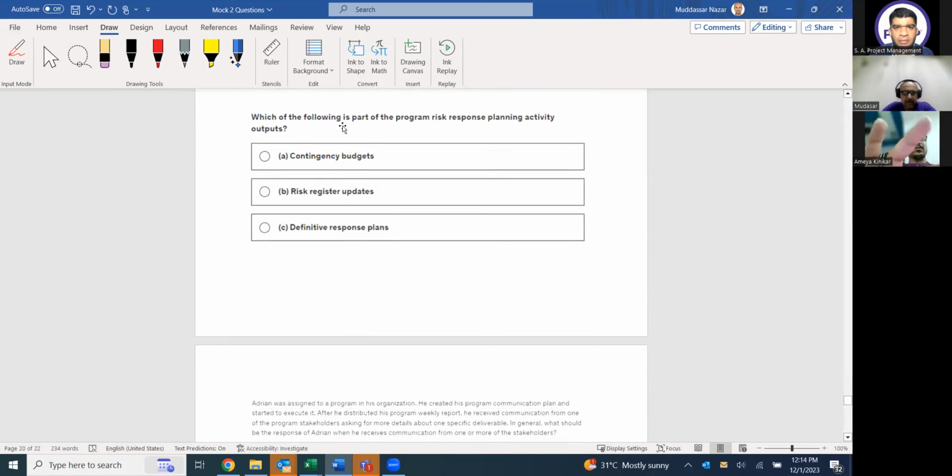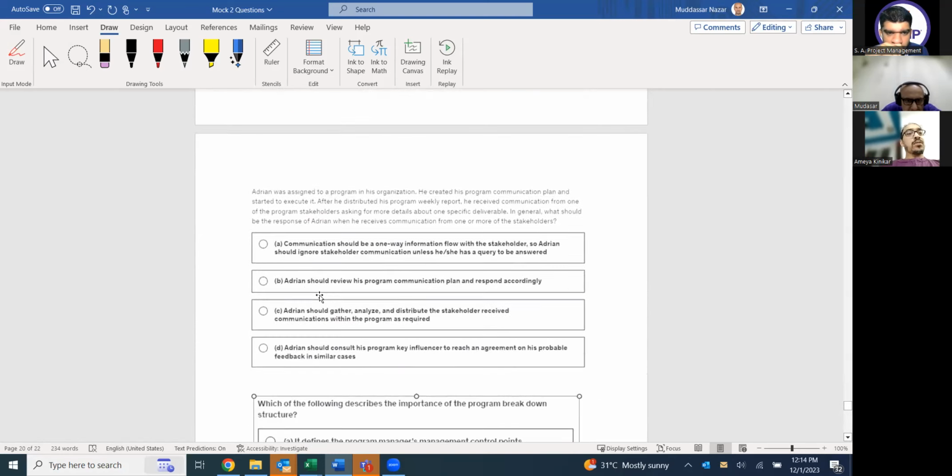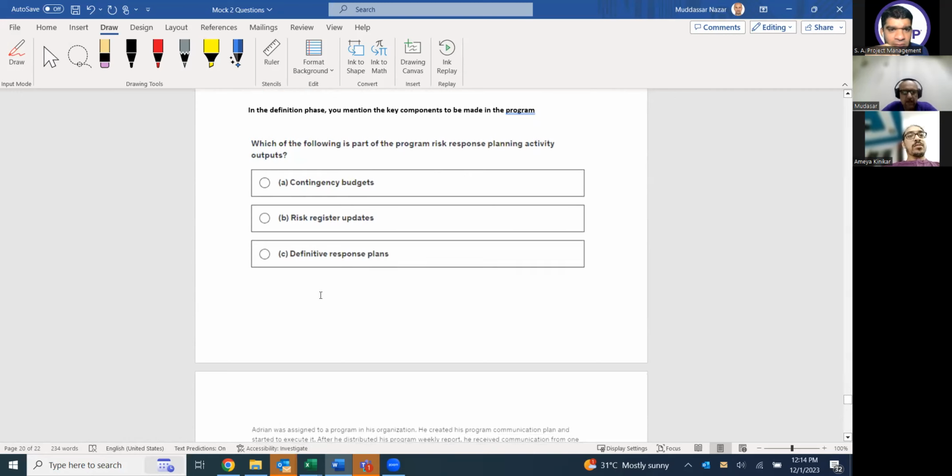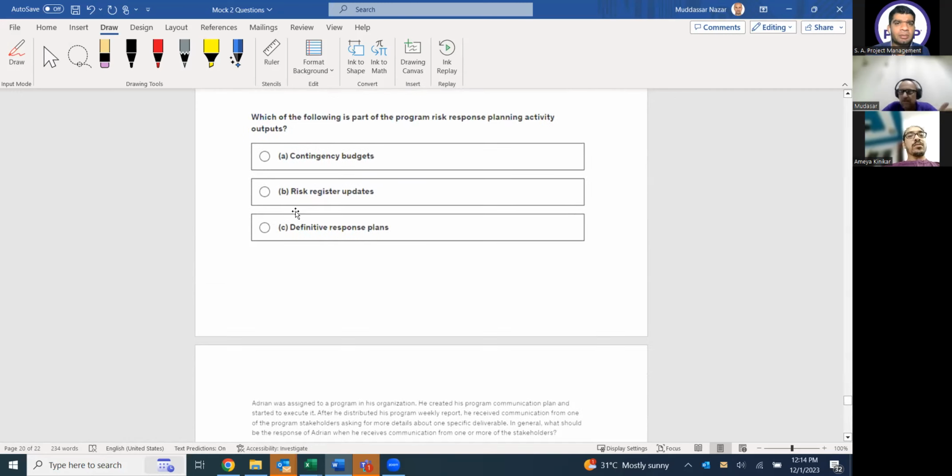Which of the following is part of program risk response planning activity outputs? Contingency budgets, risk register updates, definitive response plans. All of the above. I think I did not copy the question fully. All of the above. Yes, it should be all of them. Contingency budget is there, definitive response plans, strategic management plan is there, risk register update, whatever is before will be updated in the next topic. Yes.